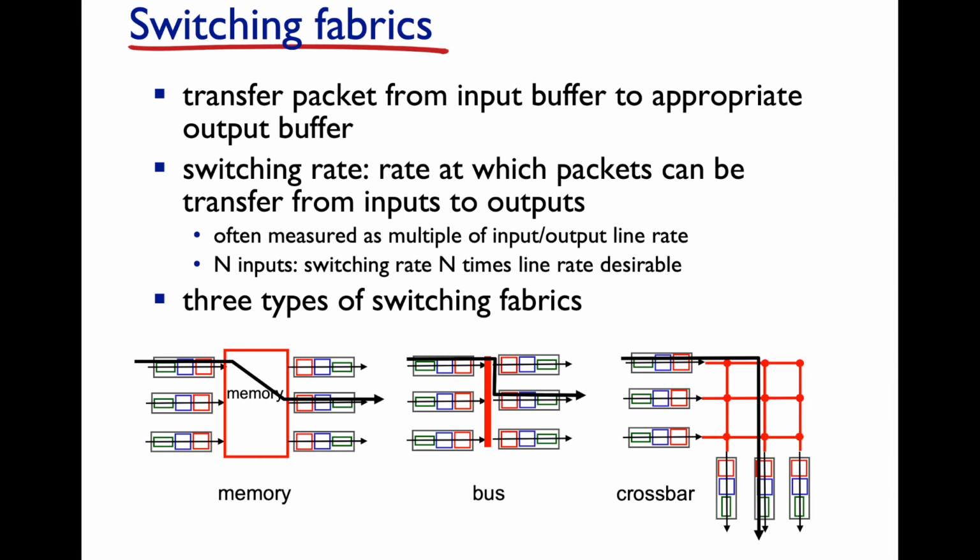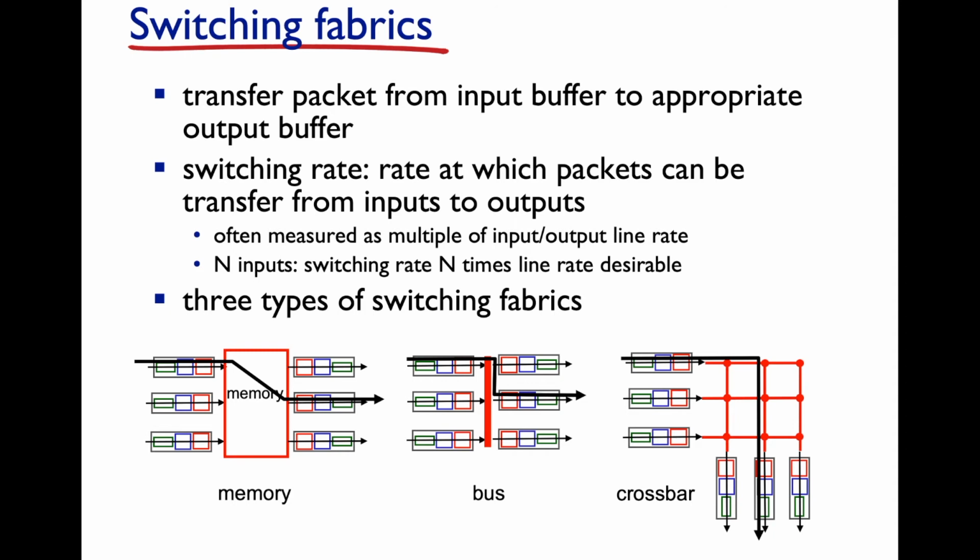The switching fabric is that mesh, if you will, of silicon circuitry that connects the input ports to the output ports. And so the switching fabric is responsible for transferring packets from the input buffer to the appropriate output buffer, and this determination is made by the local forwarding table through this content addressable memory mechanism. The so-called switching rate is the rate at which packets can be transferred from the inputs to the outputs, and the faster the switching rate, the faster your router can push data out, right?